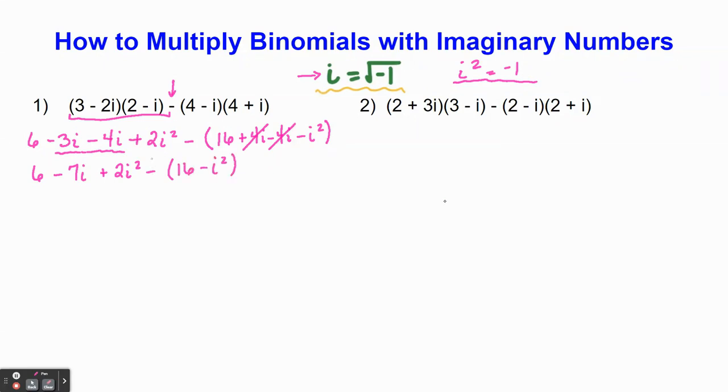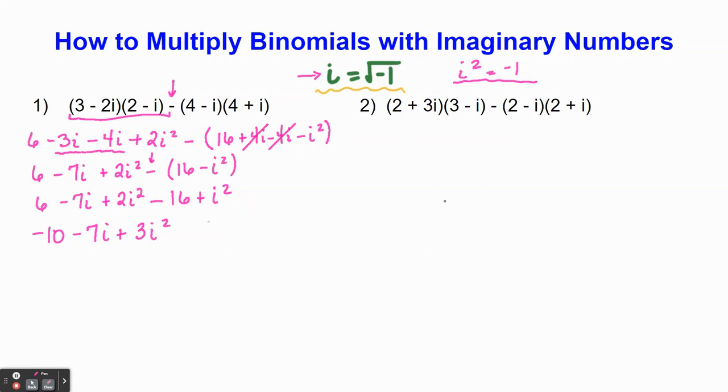Now I'll distribute this minus to the second parentheses. So I've got 6 minus 7i plus 2i². And then I'm distributing a negative. So -16 plus i². And then again, I'm going to combine like terms. So 6 minus 16 is -10. Got minus 7i. And then 2i² plus i², 3i².